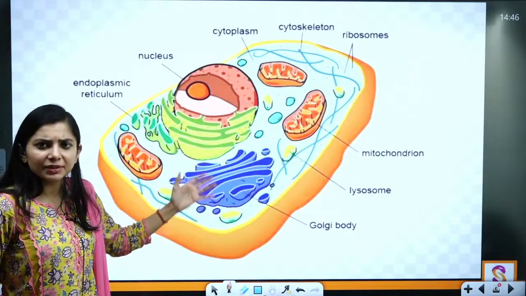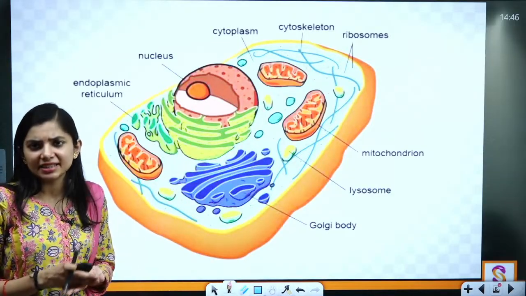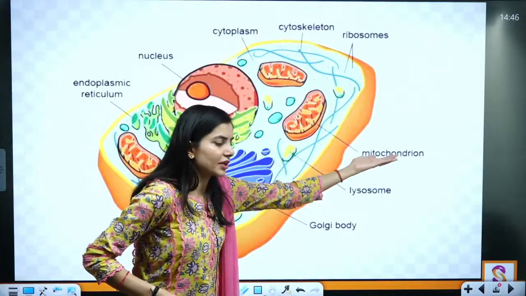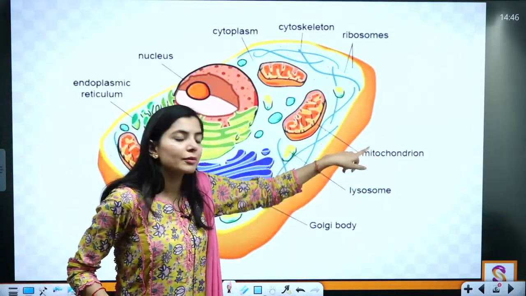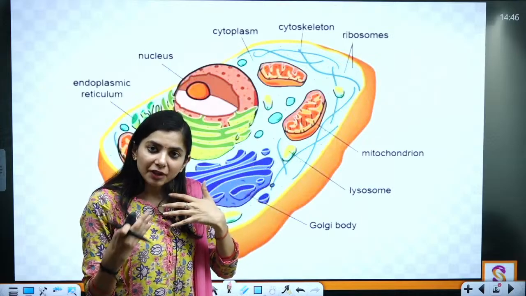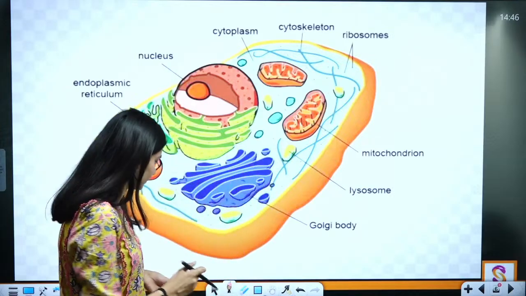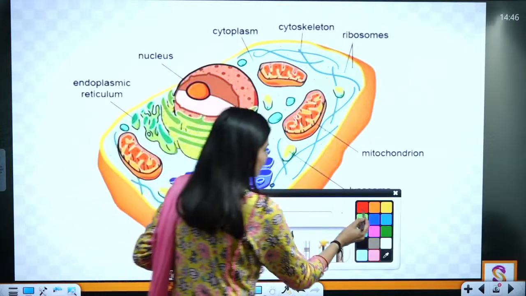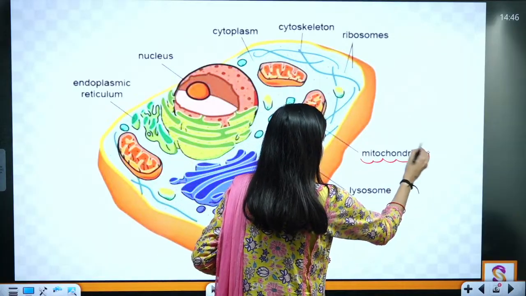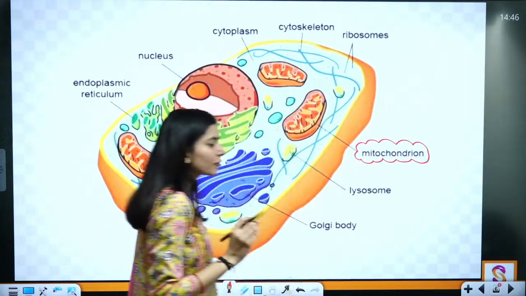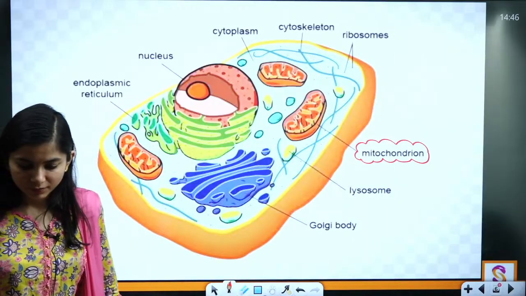I mean, this is something you have read in your NCERTs, that is, there is mitochondria. Okay, you are going to tell me what we mean by the mitochondria? What kind of function is this mitochondria doing? So what do we mean by the word mitochondria? Ali, quickly.